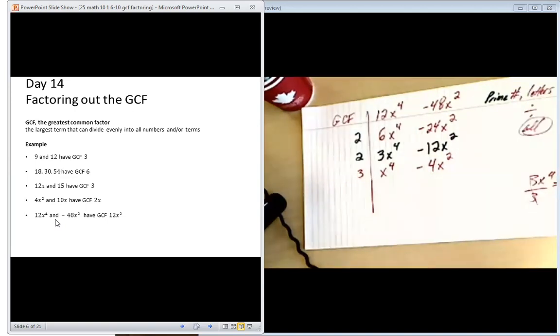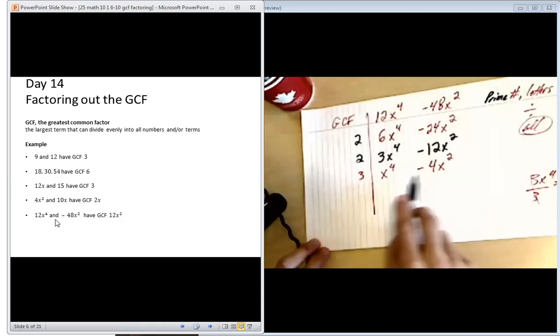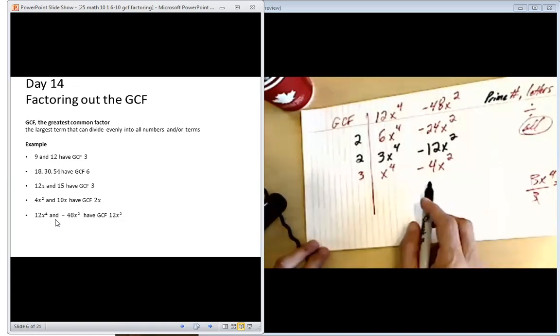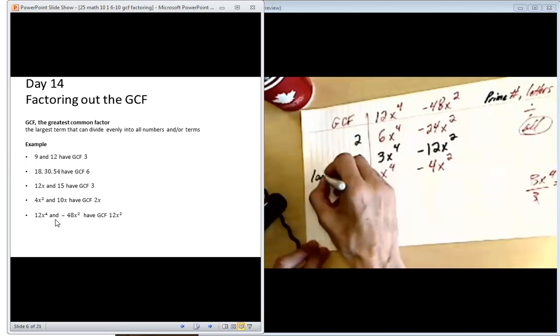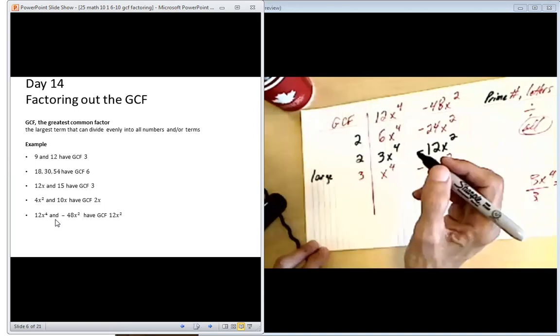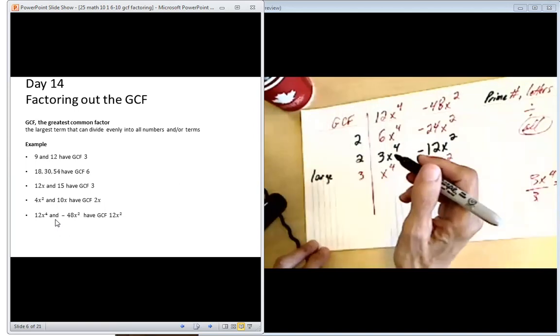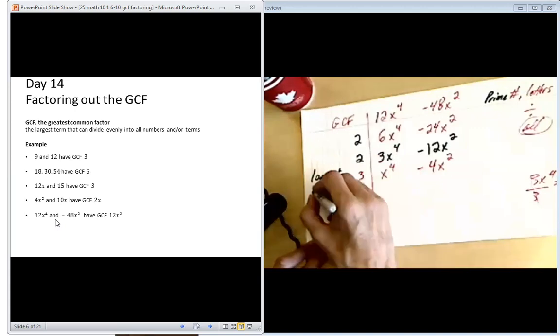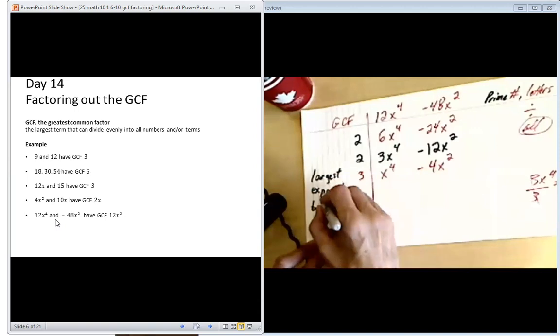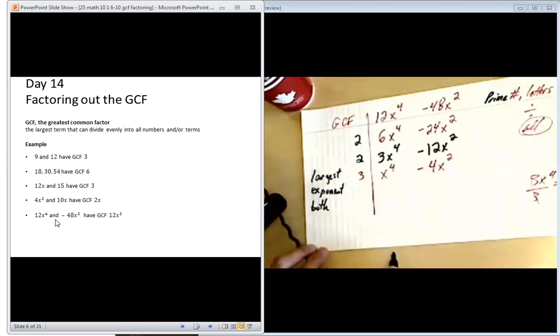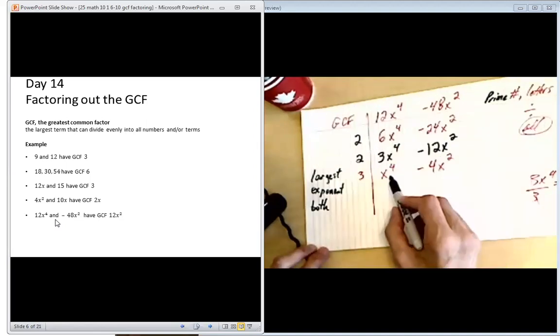So what you do with these ones, we could do it step by step where x goes into both of them, right? But what I'm going to say, because this is getting long with the numbers, I'm going to say largest exponent in both. Okay. So if you look here, we got x to the 4 and x to the 2.